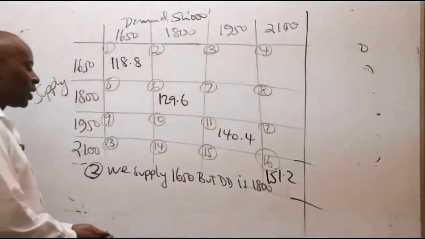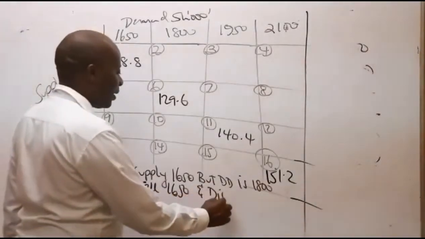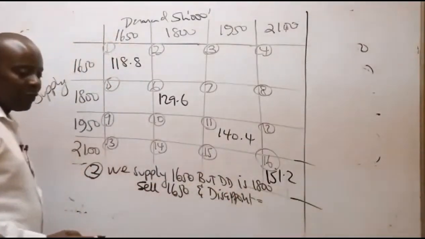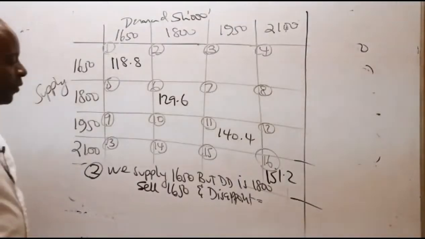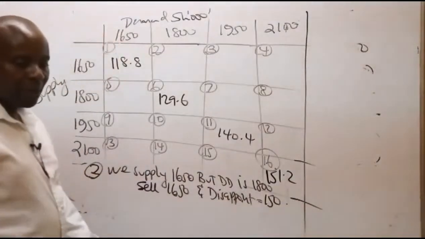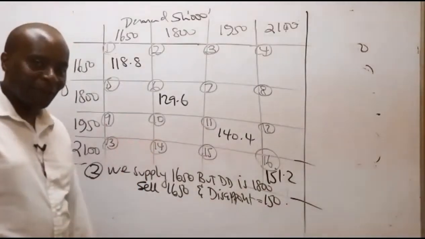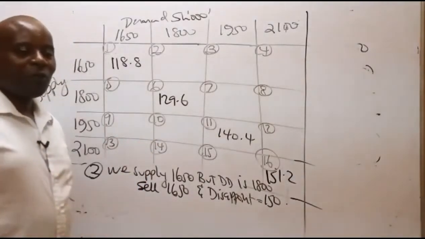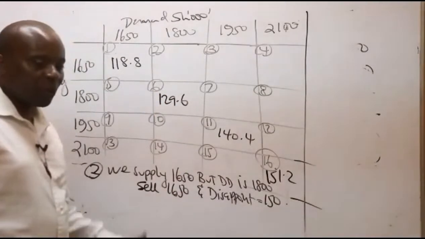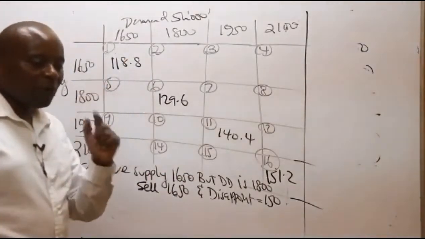So we shall sell 1650 and disappoint how many? What is the difference? 1800 and 1650. Disappoint 150. Thank you very much. So remember that this time round, there is an opportunity cost of disappointing some customers. For each customer who comes to you, he needs it, and you tell this person, we don't have it. You lose. There is an opportunity cost of 30 bob.